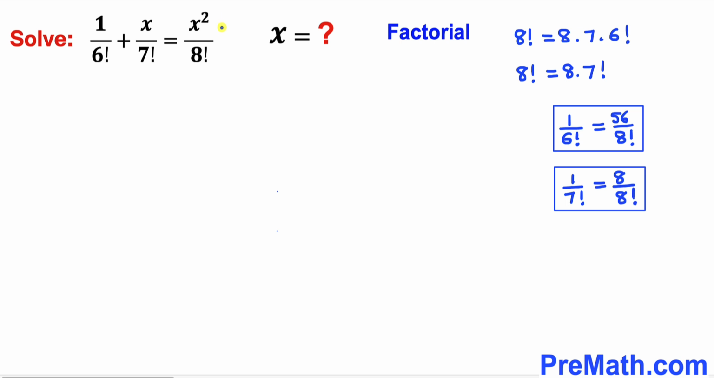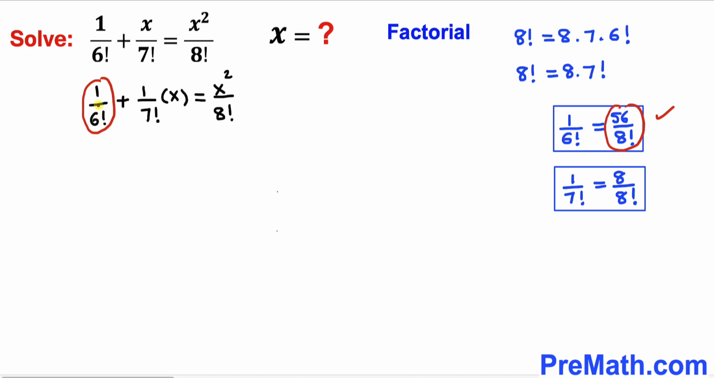And now let's revert our attention back to this quadratic equation. I'm going to tweak this term. I can write x divided by 7 factorial as 1 divided by 7 factorial times x, as you can see in this next step. And now let's focus on this first term, 1 divided by 6 factorial. From here we can see 1 divided by 6 factorial could be written as 56 divided by 8 factorial.